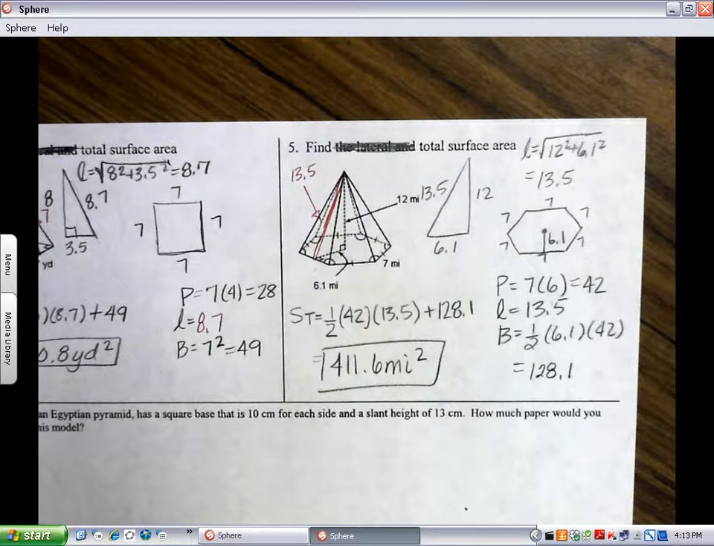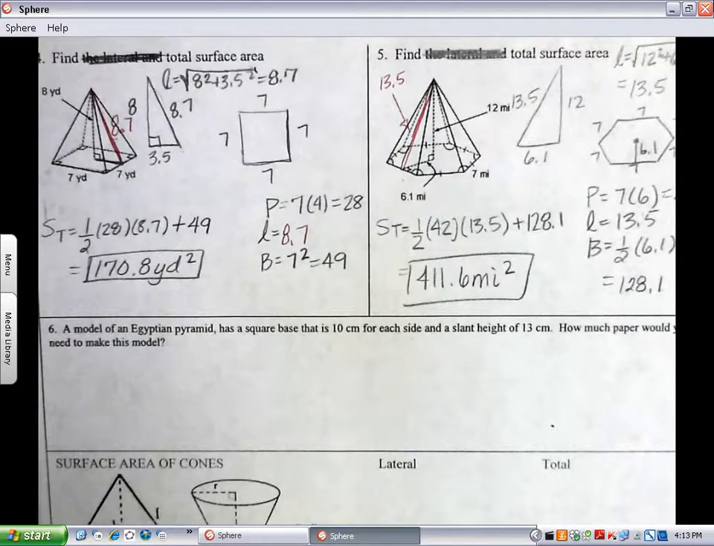Okay, we have a practice word problem. So let's take a minute. I'm going to let you see if you can work it out on your own. It's about a pyramid. Okay? Try your best.